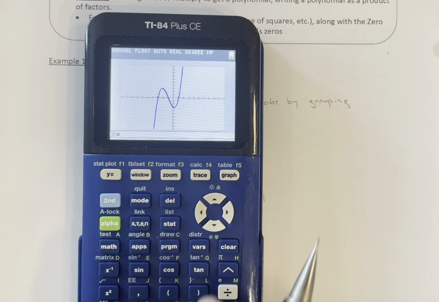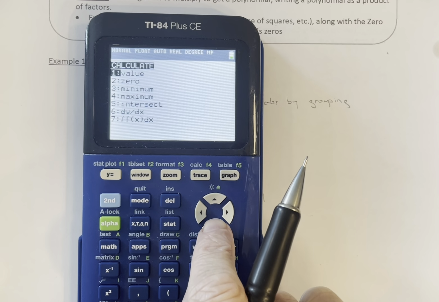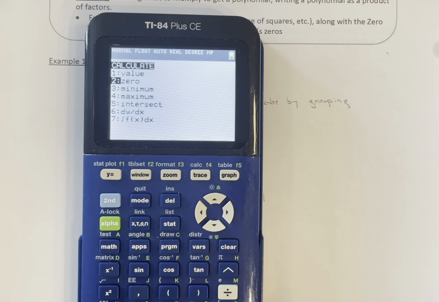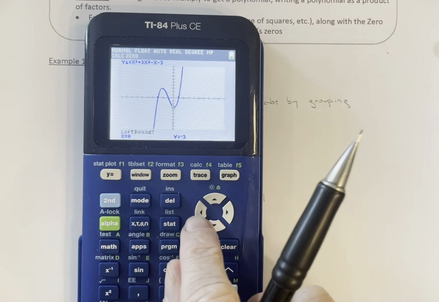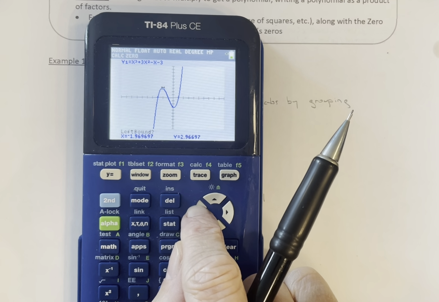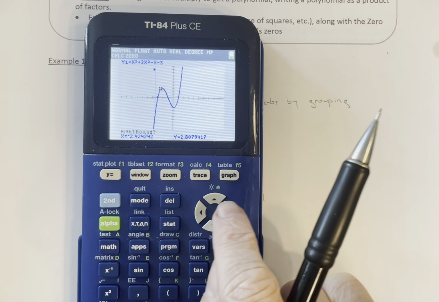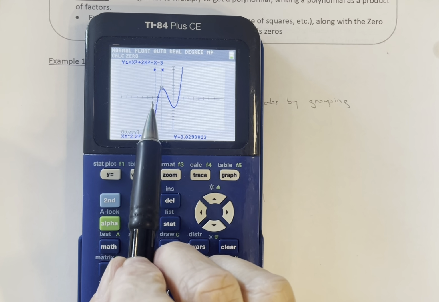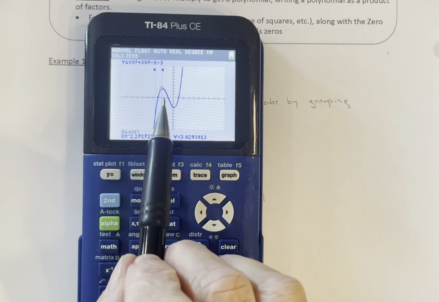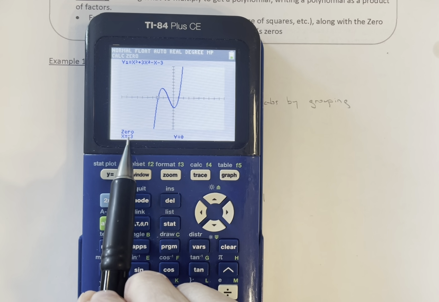Let's see here. I think I made a mistake. Let's go back to that calc button again. Calculate the zeros. I forgot to go down to here. And it says, looking for the first one, give me the left bound. So on the TI-84, I want it to be between here and here. So we're looking at this zero, we bounded it between the left and right here, and then take a guess. And there's my negative 3.